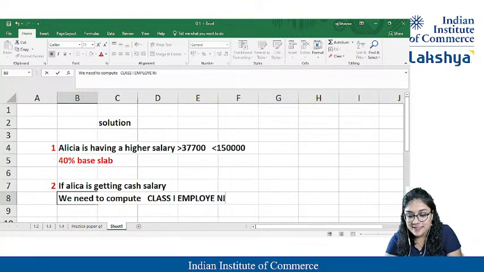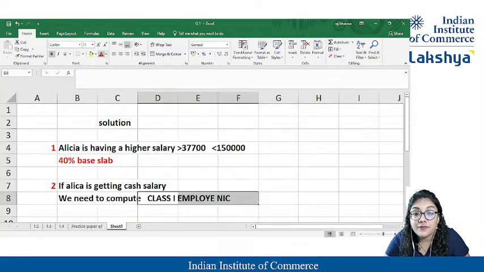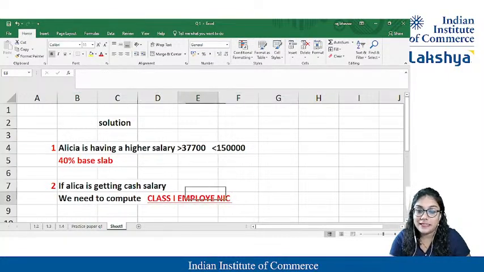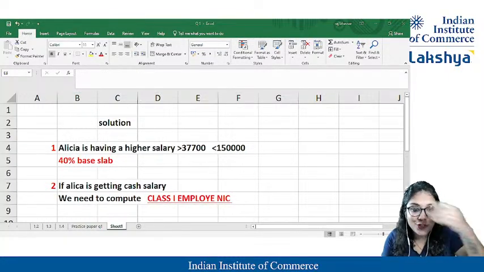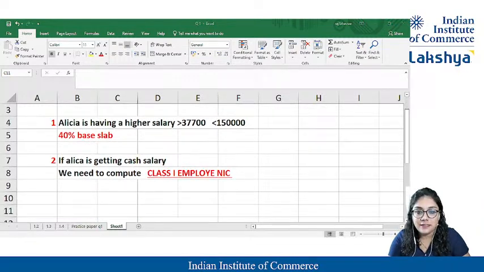employee NIC, guys. But then you remember, if it is only cash, students, the ones who are having examinations right now, I am expecting that you all know what is cash and how we are going to calculate the class 1 employee NIC. So for that, my students, I will not write each and everything. Now I will show you what things are available.